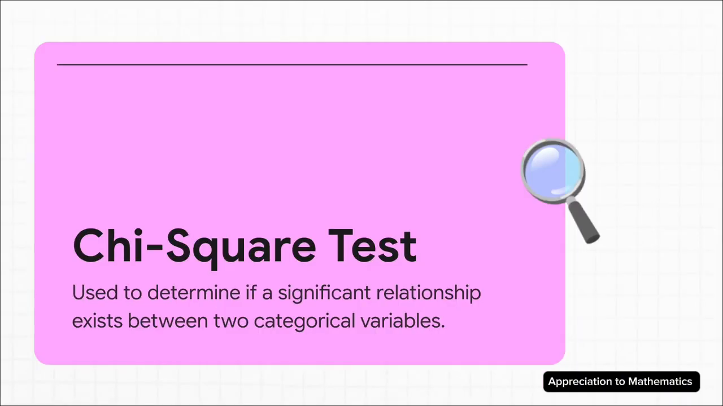So, what does chi-square do? It answers a really straightforward question. Are these two categories related? That's it. For example, if you know what someone's favorite season is, does that give you a clue about their favorite type of movie? Or are those two things totally independent? That's what chi-square figures out.